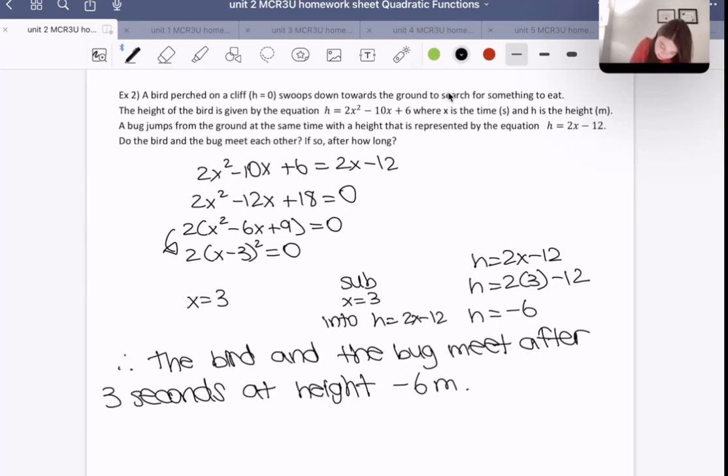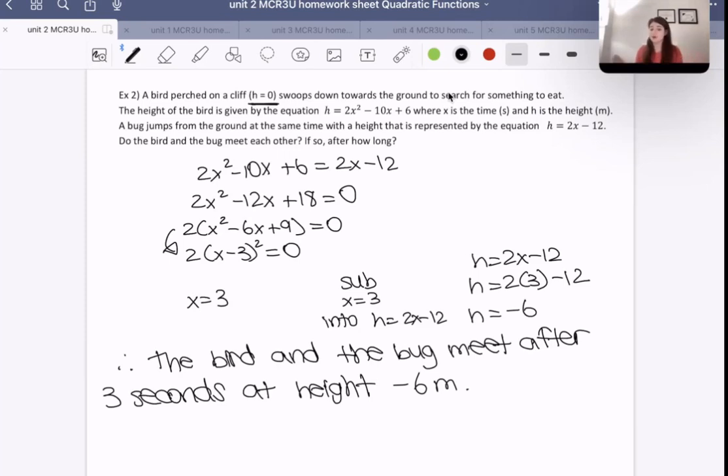Now, normally I would say height negative 6 meters, that doesn't make sense, but upon relooking at the question, the bird perched on the cliff, the top of the cliff is h equals 0, so that's the height. It swoops down, right? So it's going below 0 where we put our 0. So in this case, h being negative actually makes sense because, of course, the bird and the bug, if they were to meet, are going to meet below that, below h equals 0, below the top of the cliff. So this does make sense.